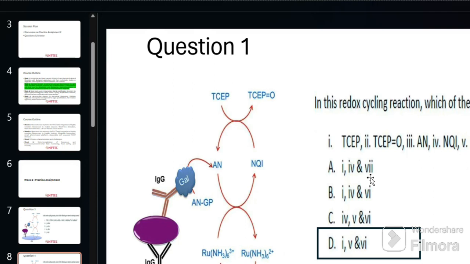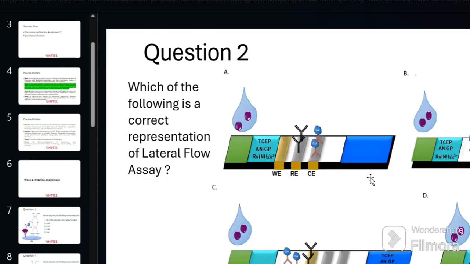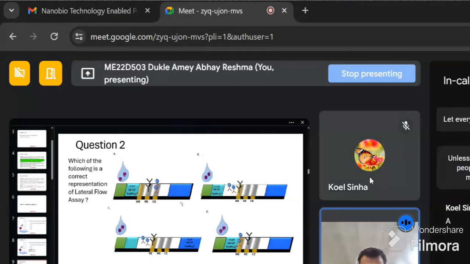So I hope I am clear with this one. We move to the second question.